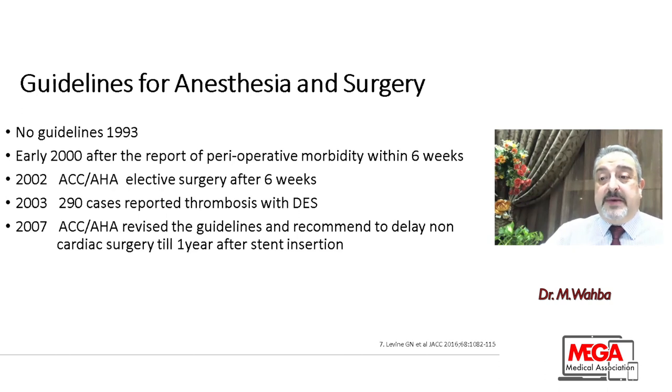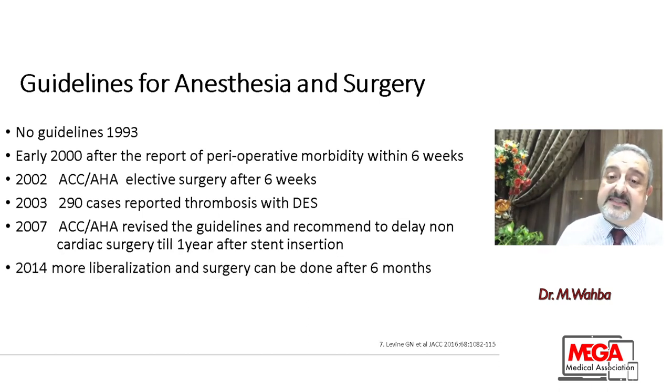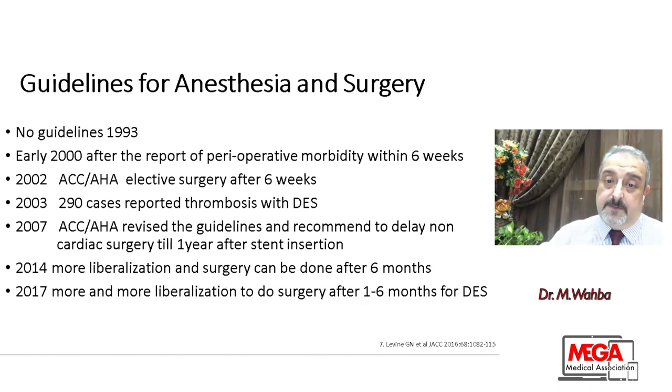Back to the guidelines. Based on these, for the high-risk patients, the American Heart Association and American College of Cardiology said 1 year, which was great, but unfortunately, they keep on the waiting list. So in 2014, they became more liberal and said it is enough to wait 6 months before doing the non-cardiac procedure. And in 2017, more recently, they said between 1 month for the bare metal stent and 6 months for the drug eluting stent.